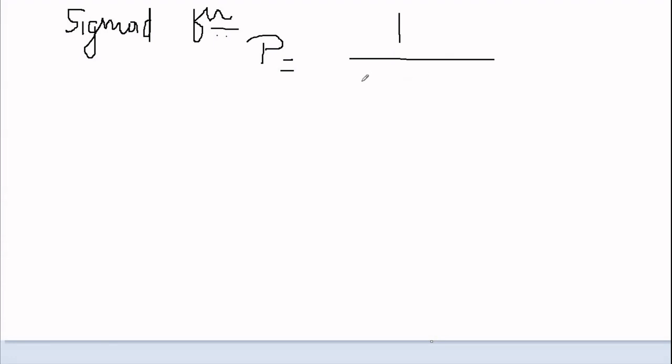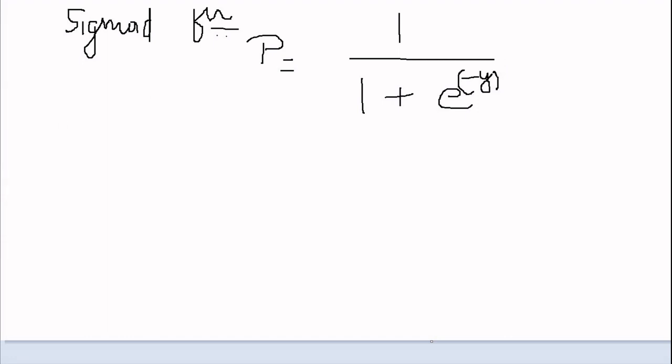So I'm gonna get another sheet. Now I'm gonna introduce a function which is known as the sigmoid function, to overcome the problem which we saw earlier. The sigmoid function equation is P is equal to 1 by 1 plus e to the power minus y. This is the equation for a sigmoid function.